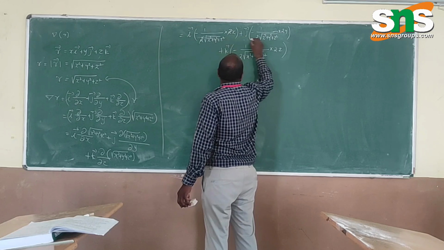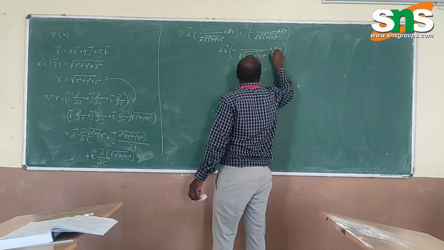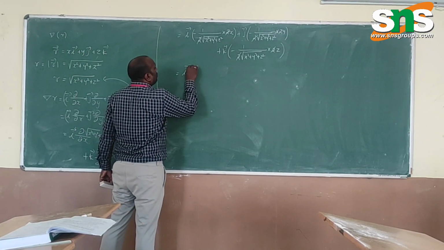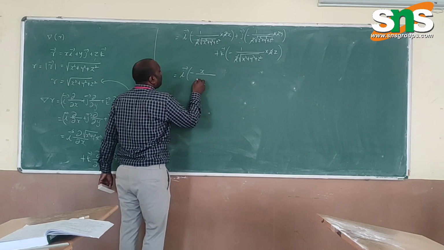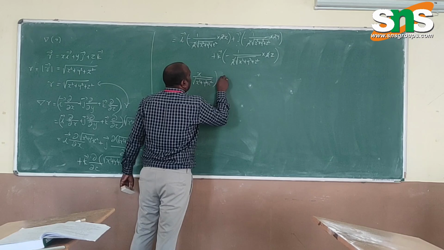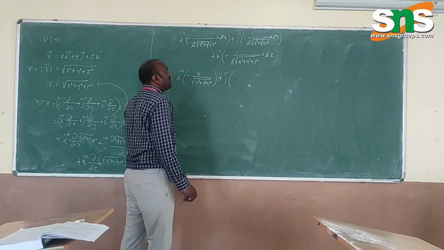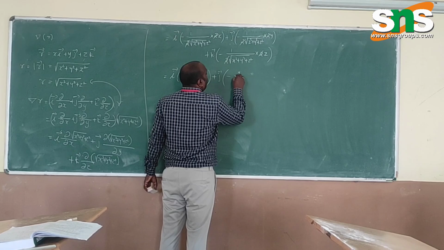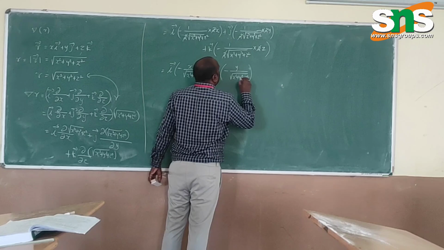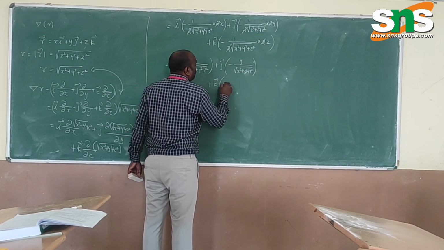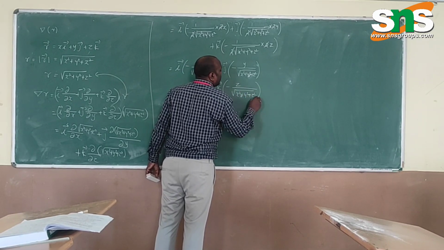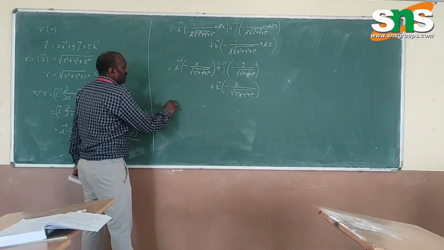So here 2 will be cancelled, and then i vector into x divided by root of x square plus y square plus z square, plus j vector into y divided by root of x square plus y square plus z square, plus k vector into z divided by root of x square plus y square plus z square.